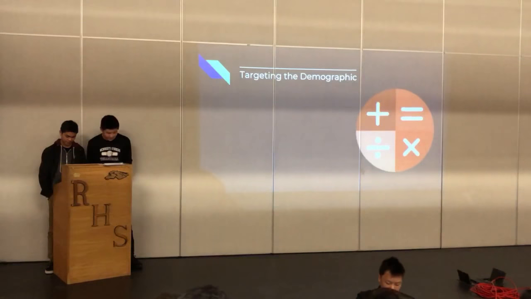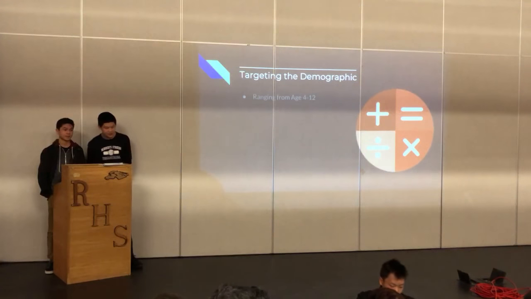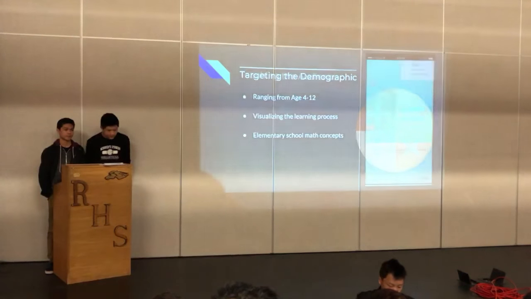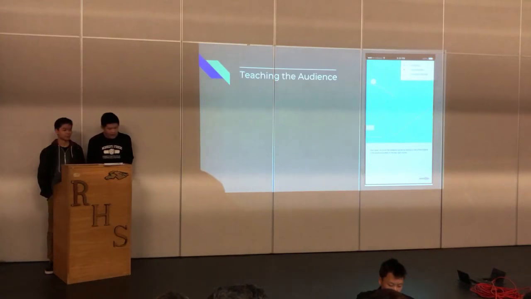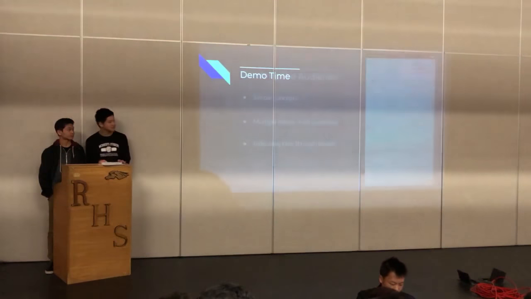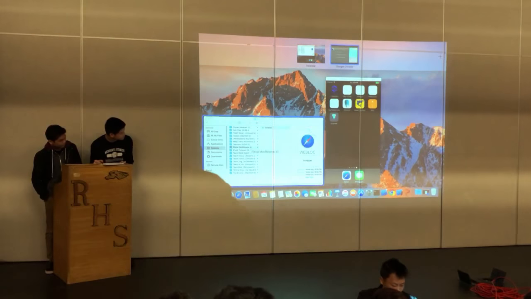Targeting the demographic, our app mainly ranges from kids ages 4 to 12, and it visualizes the learning process for elementary school mathematics concepts. Teaching the audience, our app consists of simple concepts, multiple choice math questions, and indicating time through various symbols. Okay, now here's a demonstration of our app.